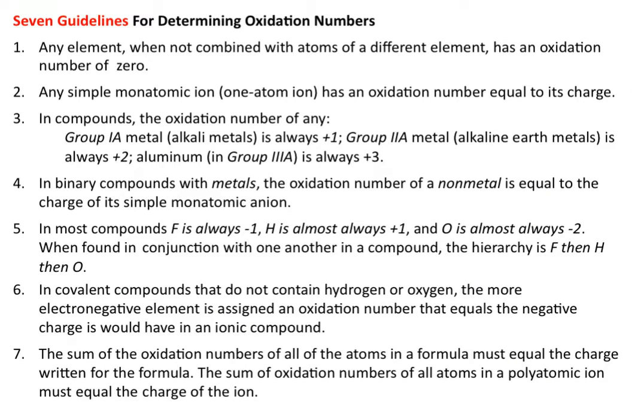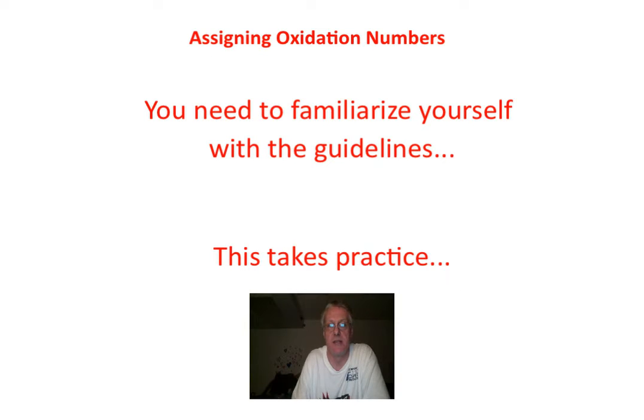So there are the 7 guidelines for determining oxidation numbers. The best way to do this is through practice. So you can copy these down if you like, or the best thing is to just start doing some problems where you're finding oxidation states. As it says, you have to familiarize yourself with the guidelines, and to do that it takes plenty of practice. That completes this video.